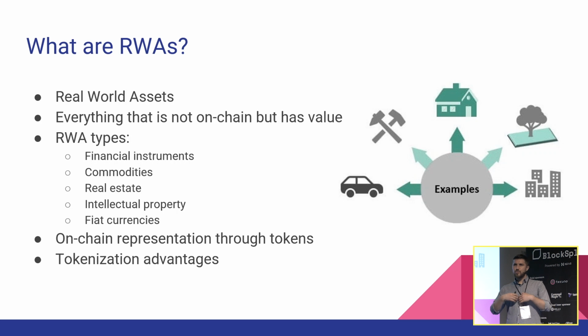And what we are trying to do is actually to have on-chain representation through tokens, and we want to achieve all the tokenization advantages that are given, which are simplicity, transparency, and the ability to execute things in a way that everybody understands it. So that's why we are trying to do these things.